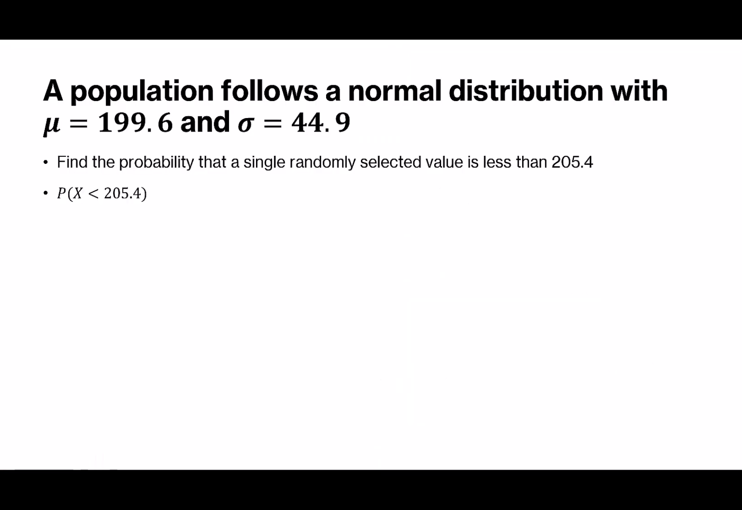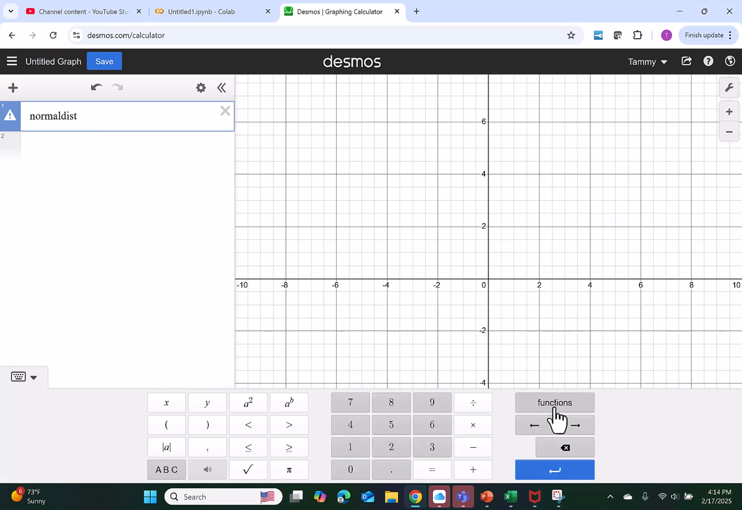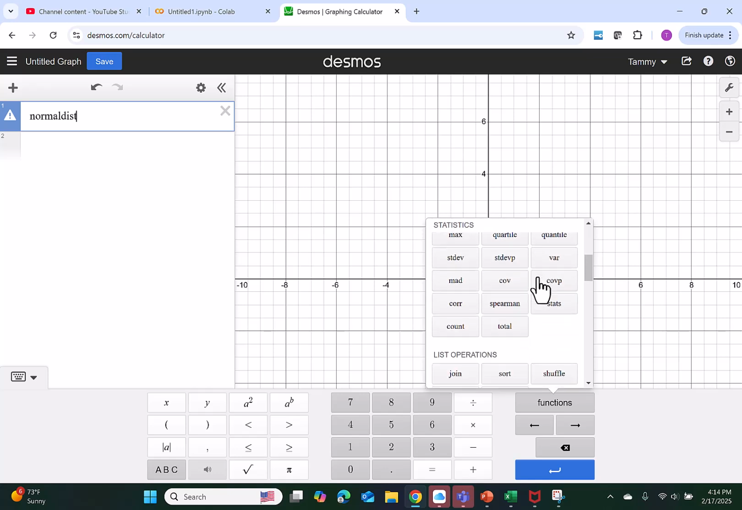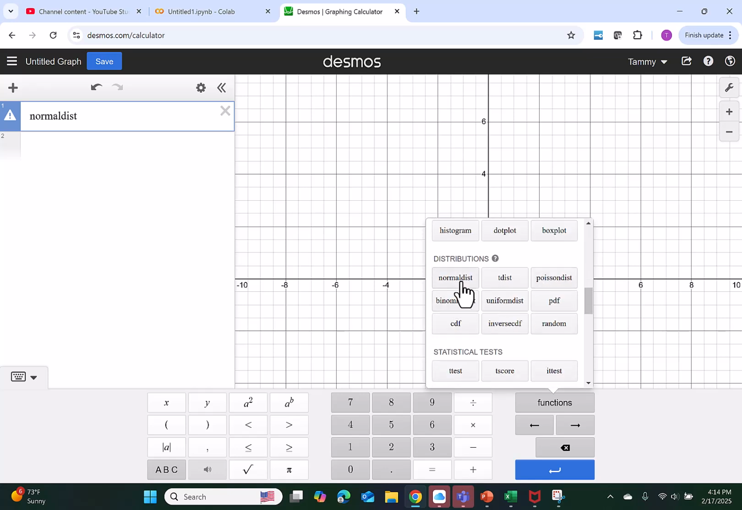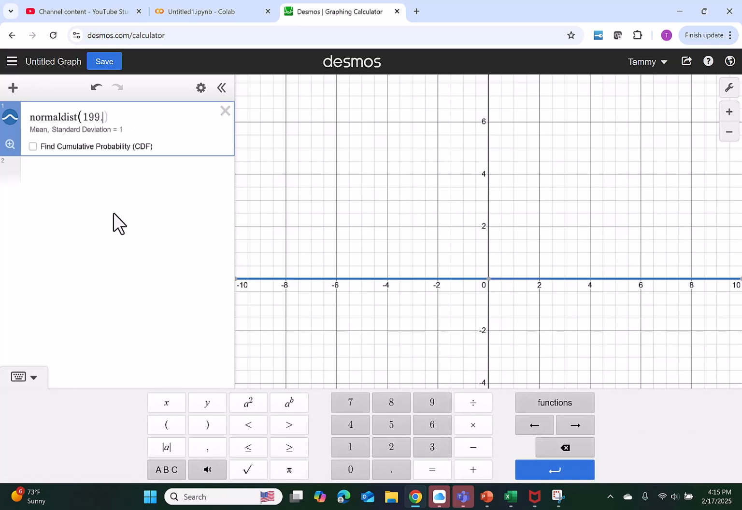Our first problem says a population follows a normal distribution with a mean of 199.6 and a standard deviation of 44.9. We want to find the probability that a single randomly selected value is less than 205.4. We can start by typing normal dist, or you can open up the keypad, go to functions, and look for distributions. In the distributions, you'll find that the first one says normal. Once you have the normal distribution, you need to add the mean and the standard deviation. Our mean was 199.6 and our standard deviation was 44.9.